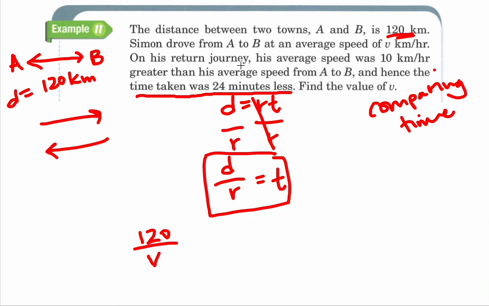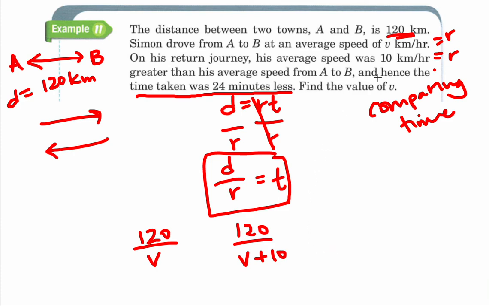On his return journey from B back to A, his average speed was 10 kilometers per hour greater than his average speed from A to B. That's our rate. The first rate was v, we have no clue. The second rate was 10 greater. So the distance was 120 kilometers divided by our rate, which is v plus 10, going faster.